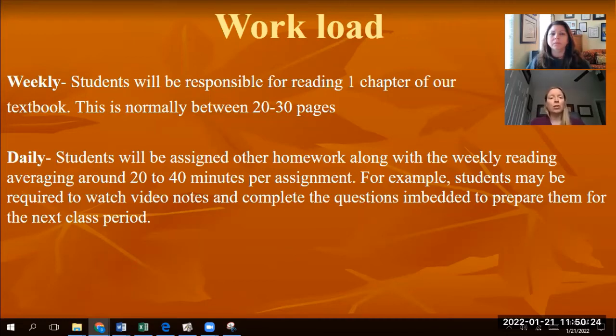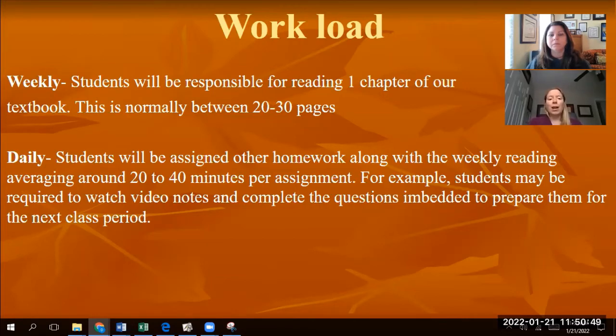One of the common questions we get is workload. Students often want to know what the homework will look like for our course. So we do two different types of out of class time assignments. One is a weekly reading assignment, which is roughly about one chapter of our textbook, which is around 20 to 30 pages. And we will have you read that over the course of the week, and then there'll be an assessment to check your understanding of your reading.